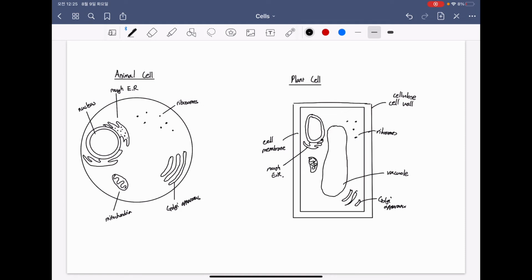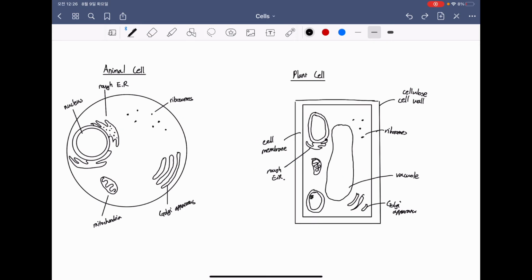mitochondria, and it also has a chloroplast, which is responsible for photosynthesis. It's also a double membrane organelle, but to differentiate it from the nucleus, let's draw some visible features of the chloroplast, which are called stromas. And this is how you draw a typical plant cell and a typical animal cell.